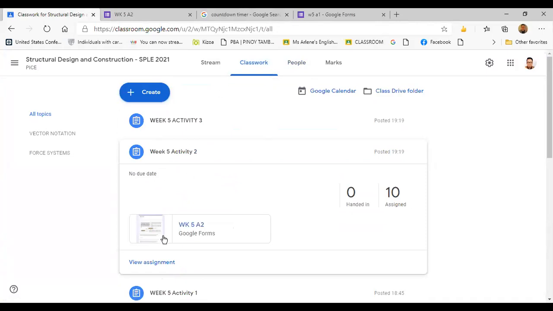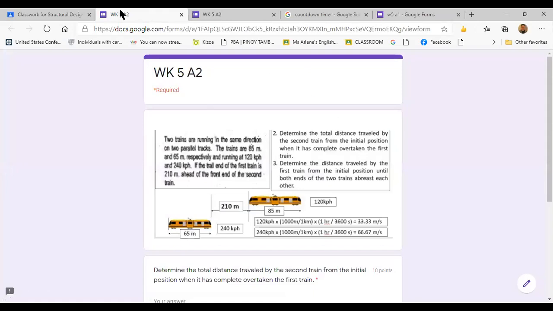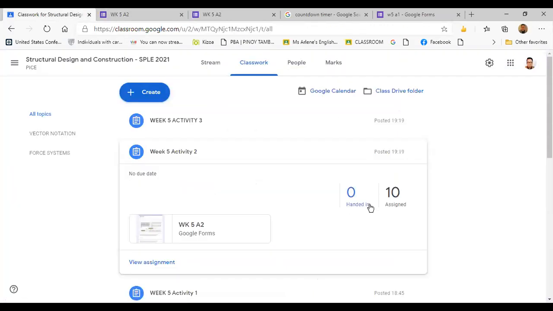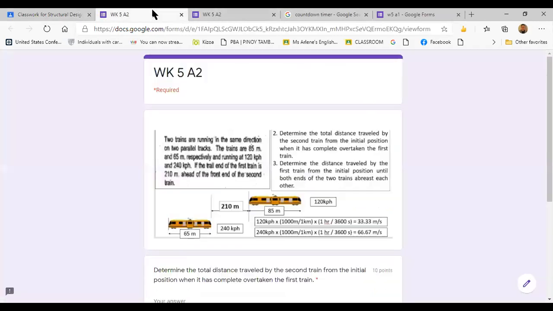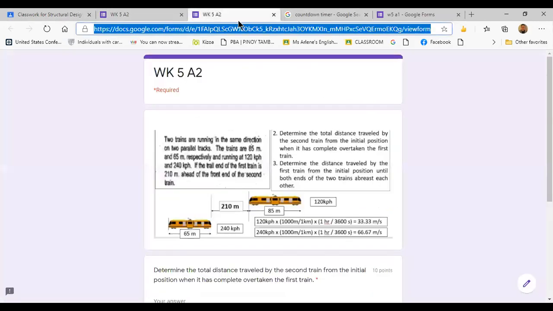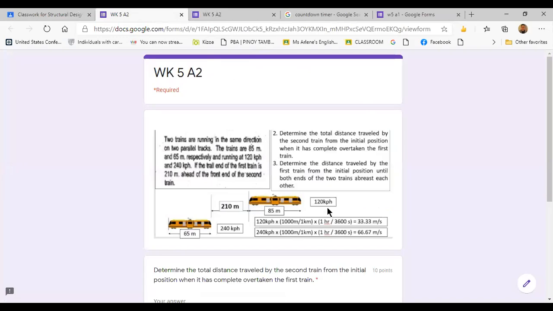Week 5 activity 2, just click this link and then you can answer the question. Once you have answered the question, you can hand it in or turn it in. Okay, you may start now. For these two questions, question number 2 and number 3, I'll give you 10 minutes.